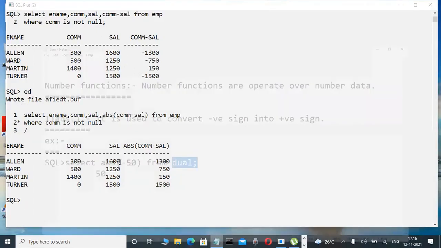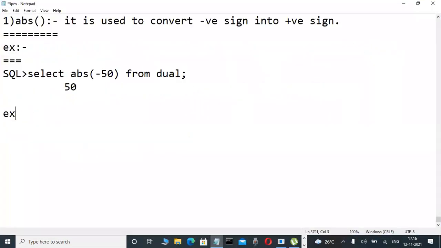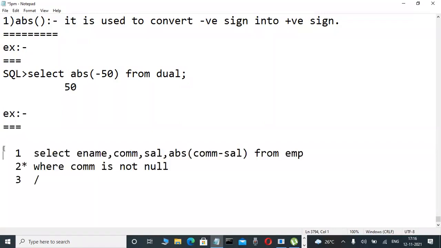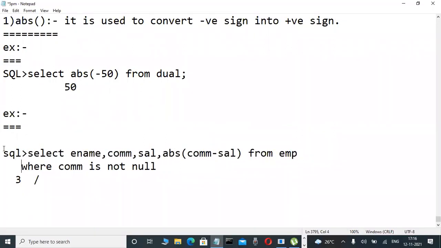This is also for our testing and understanding purpose. Example, write it. ABS means negative sign into positive sign. Remembering is enough. Write this example fast, because today we are starting a very important concept: joins, and all the things.